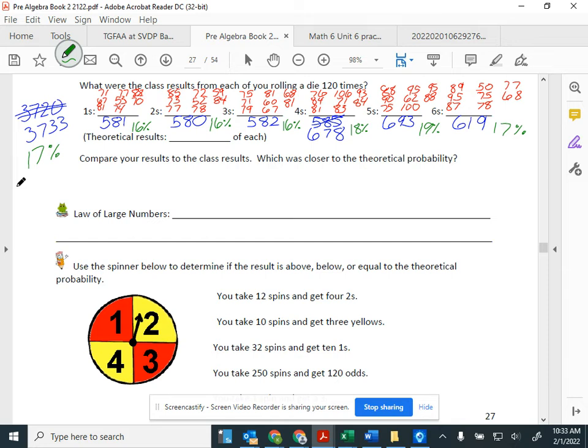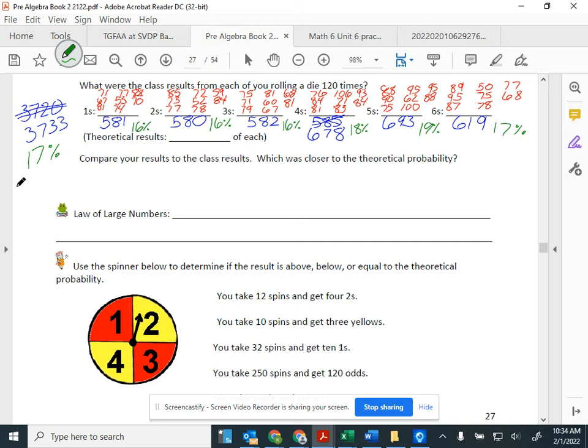So we had a 16%, a 16%, a 16%, an 18, a 19, and a 17. How did you guys do with your experimental percentages, Andrea? I got a 15%, 19%, 18%, 10%, 21%, and 17%. So how close was that to the theoretical? Which one would be closer? Andrea's experimental or the class experimental?